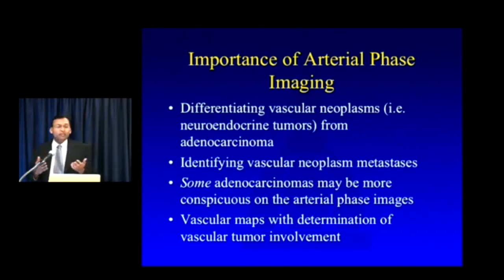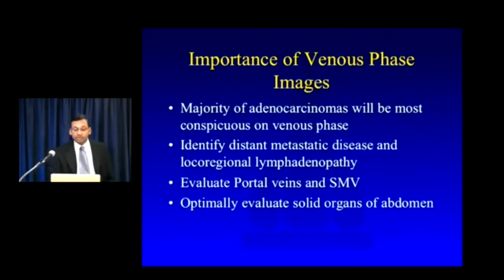On top of that, even once you've identified the lesion, vascular mapping techniques are going to help you determine vascular tumor involvement, and that's critical for adenocarcinoma, right? The distinction between a lesion with just subtle abutment of the SMA or full 360-degree encasement of the SMA is quite significant in terms of whether or not that patient is resectable.